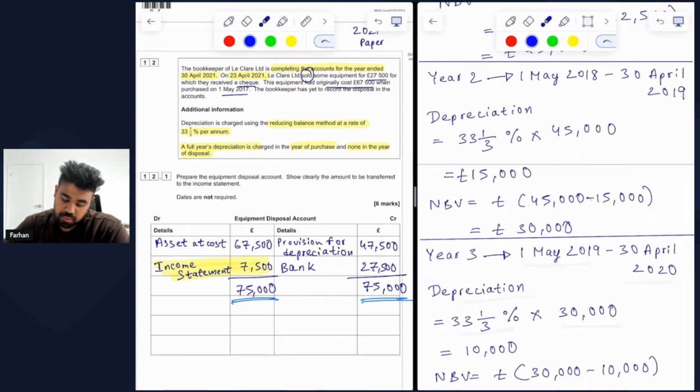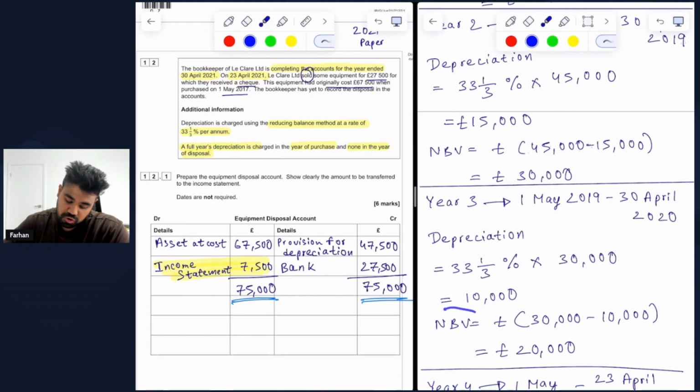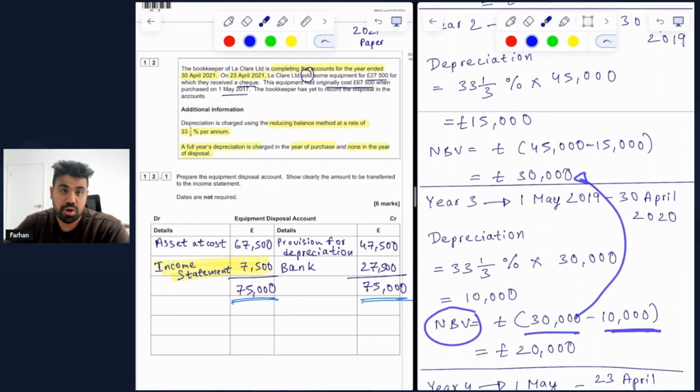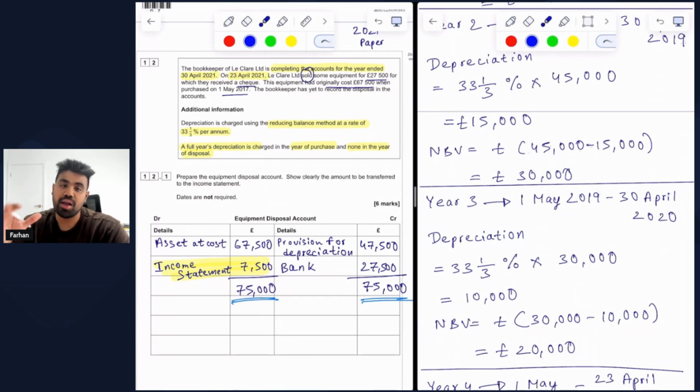And then you get a total depreciation expense for year 3 of £10,000. And if you want to find the net book value at the end of year 3, you can start with the net book value that you have at the end of year 2, which is £30,000, and then subtract the £10,000 for the relevant depreciation expense for year 3, and you should get £20,000 as the net book value for this asset or equipment at the end of year 3.